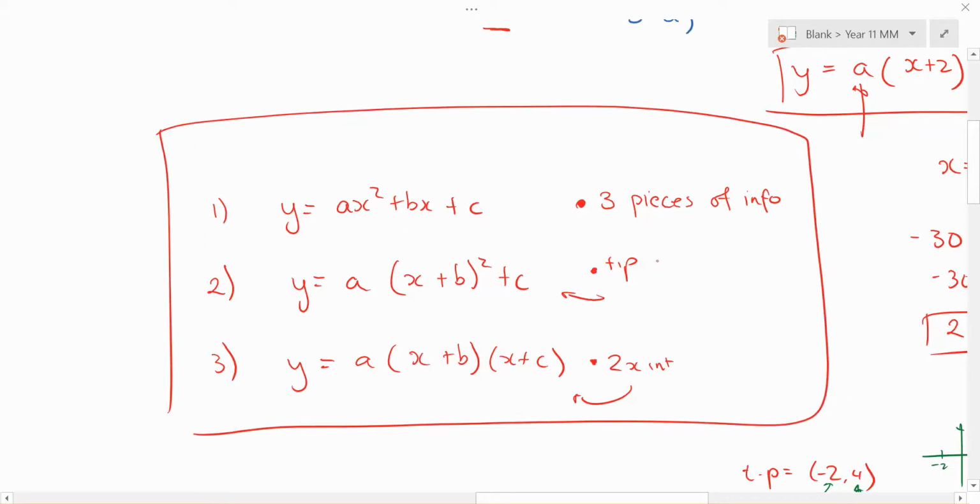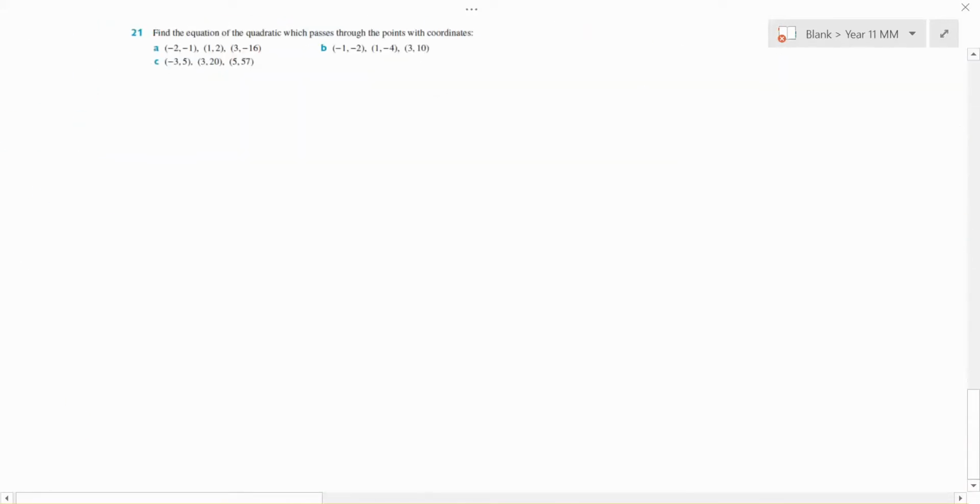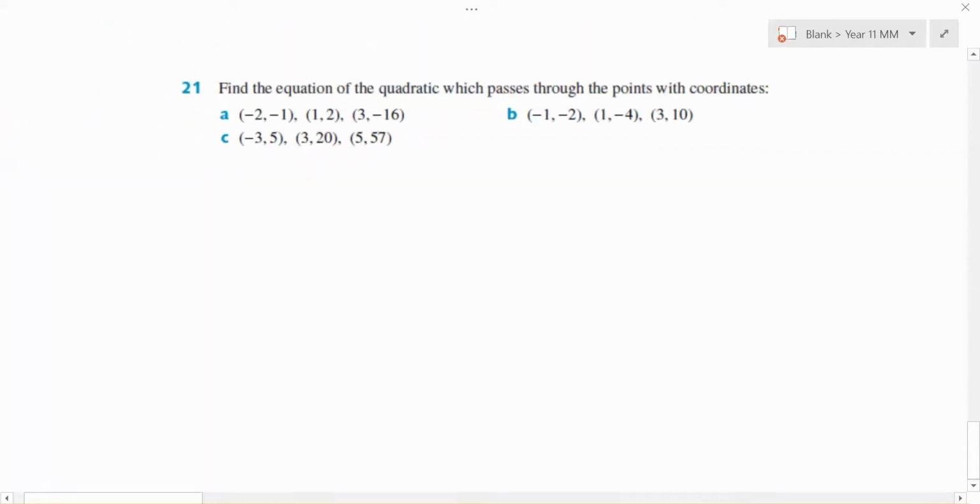If you get a turning point, you use the turning point form. If you get x intercepts, you use this form. And if you get none of these, if you don't have a turning point, you don't have 2 x intercepts, but you got 3 pieces of information, like coordinates, then you have to use this. The reason is because there's A, B, and C, 3 unknowns, you need 3 things to find them out. And in our case, in question 21, conveniently, they gave you 3 coordinates to solve it. So that means you're going to have to use y equals ax squared plus bx plus c.